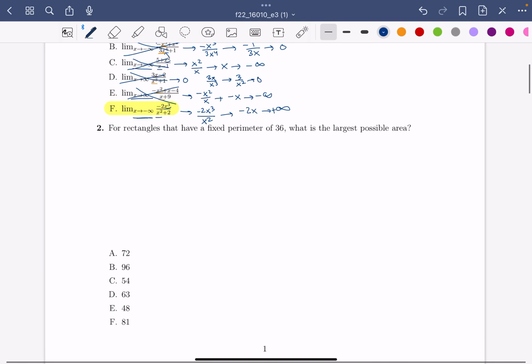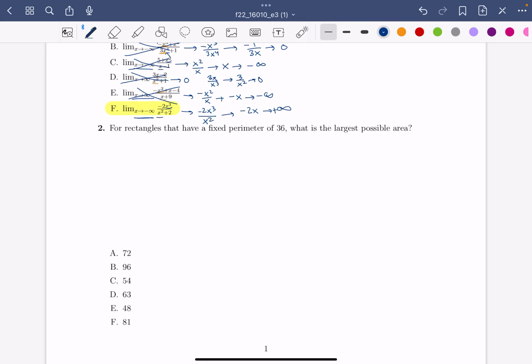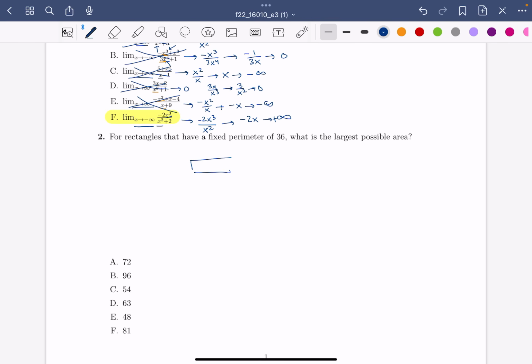Number 2. For rectangles that have a fixed perimeter of 36, what is the largest possible area? So this is an optimization problem. If we remember the perimeter of a rectangle, if we draw a rectangle out, we have two sides that are x and two sides that are y. So the perimeter equals 2x plus 2y, and that means that 2x plus 2y equals 36. Now we're looking for the largest possible area. The area of a rectangle is x times y, or length times width.